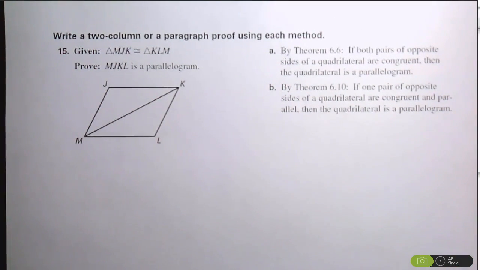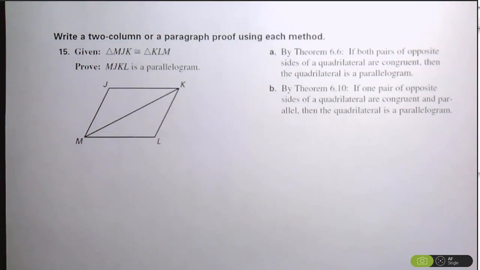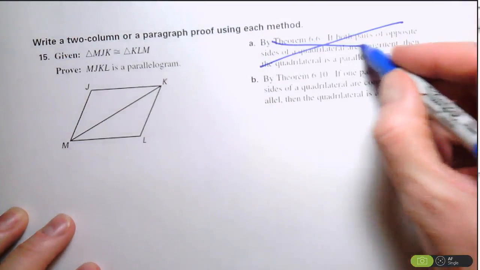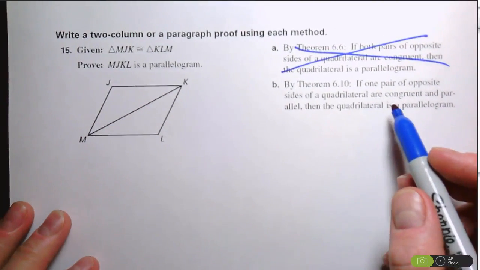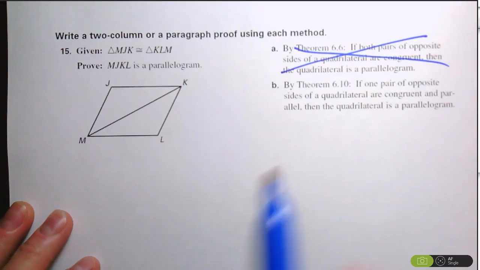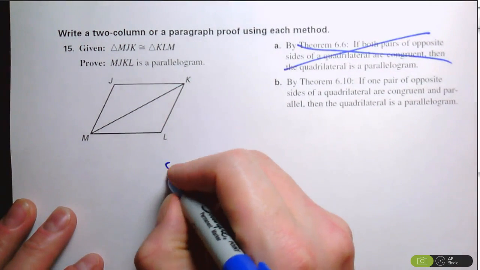The next one is given triangle MJK is congruent to triangle KLM. Okay, triangle MJK is congruent to triangle KLM. So given that, now we're going to prove this by theorem 610, which says if one pair of opposite sides of a quadrilateral are congruent and parallel, then the quadrilateral is a parallelogram.